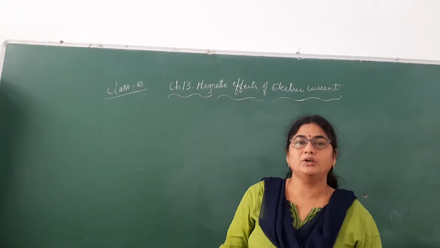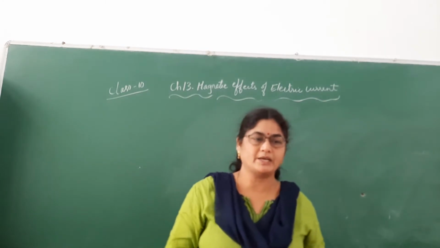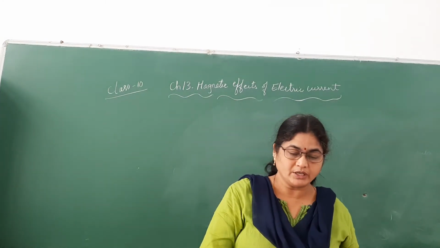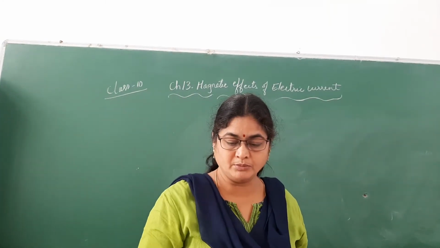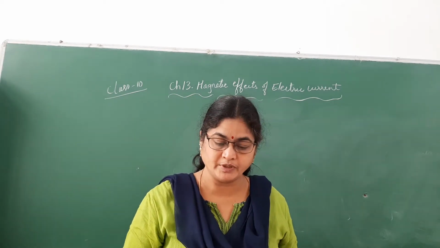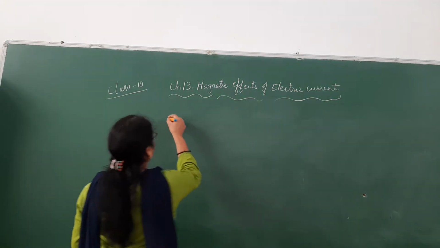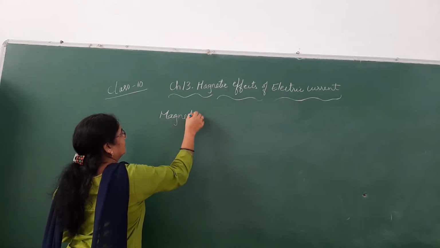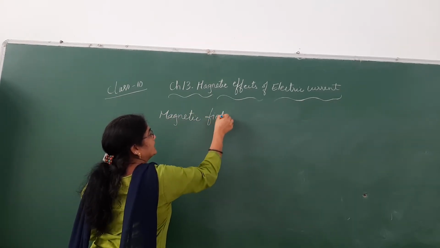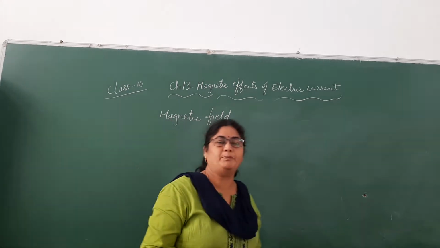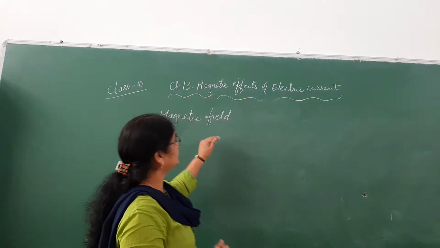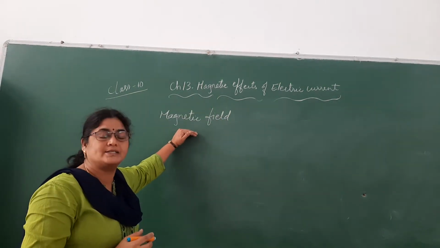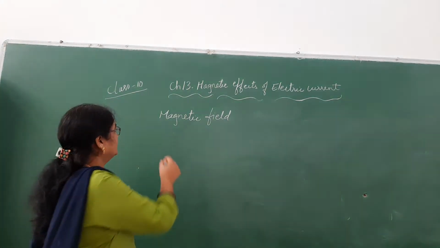So we understood what magnets are and what their magnetic properties are. Today we are going to learn more about magnetism. Let us understand what a magnetic field is. We learned about electric field too in the previous lesson. So in this lesson we are going to learn about what a magnetic field is.